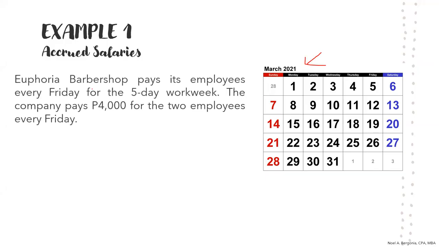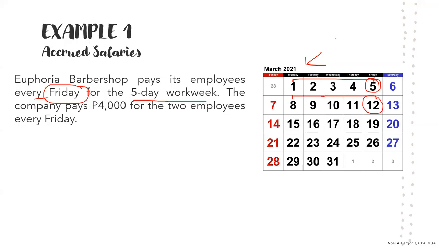So let's assume that Euphoria Barbershop pays its employee every Friday for the 5-day work week. So meron pong limang araw kada linggo nagtatrabaho yung employees. Then they pay every Friday. So tignan natin itong March. So let's say for March 1 up to March 5, which is a 5-day work week, nabayaran ng empleyado noong March 5. Same with the week of 8 up to 12, bayad na si employee ng 12.